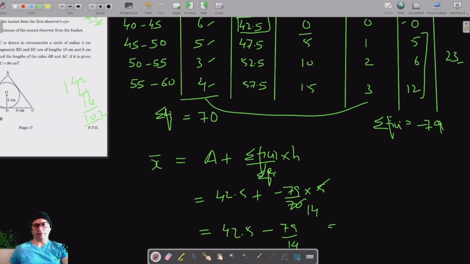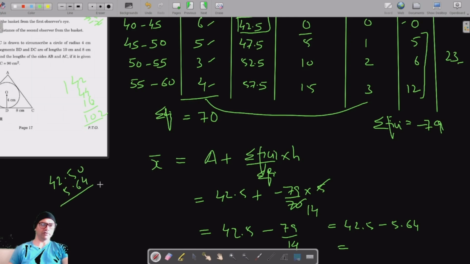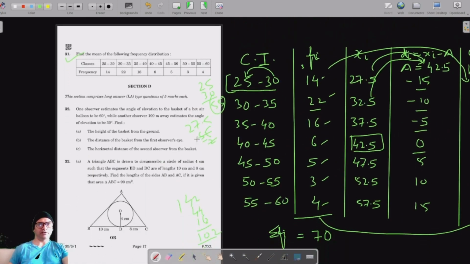So this is equal to 42.5 minus 5.64. And finally, our mean is 42.5 minus 5.64, which will give us 36.86. So 36.86 is the mean. Okay. So this solves our question number 31.